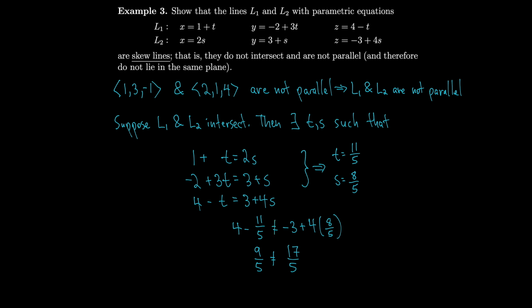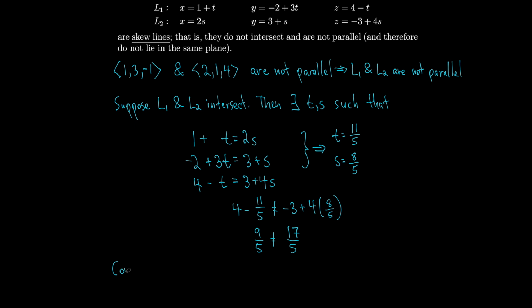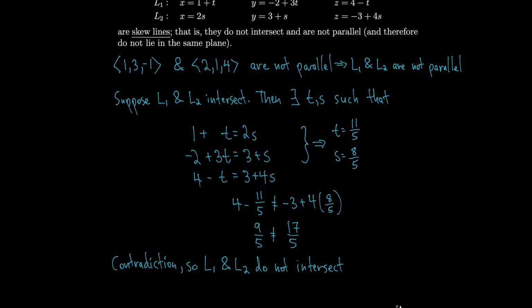So that means that there is no solution to this system of equations. So there is no point of intersection. So this is a contradiction. So L1 and L2 must not intersect. So we've shown that they're not parallel and they don't have a point of intersection. So that implies that L1 and L2 are skew lines.